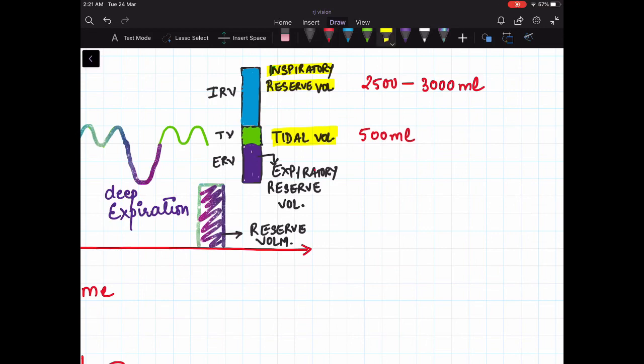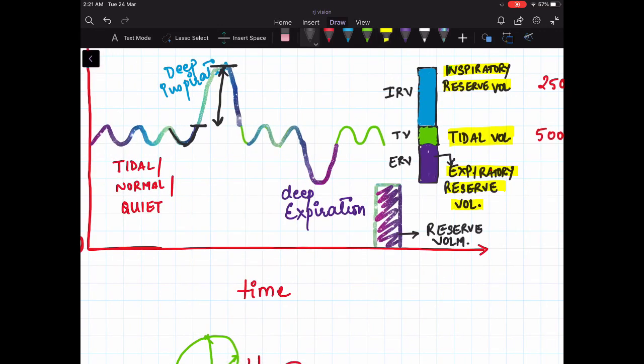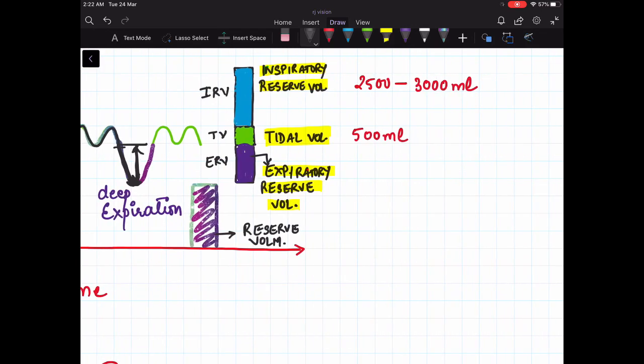Then you have expiratory reserve volume. What is expiratory reserve volume? Look here. So you have normal inspiration, normal expiration, normal inspiration, normal expiration. Then the amount of volume that you expire after doing normal expiration, that is known as expiratory reserve volume. And this turns out to be 1000 to 1100 ml.